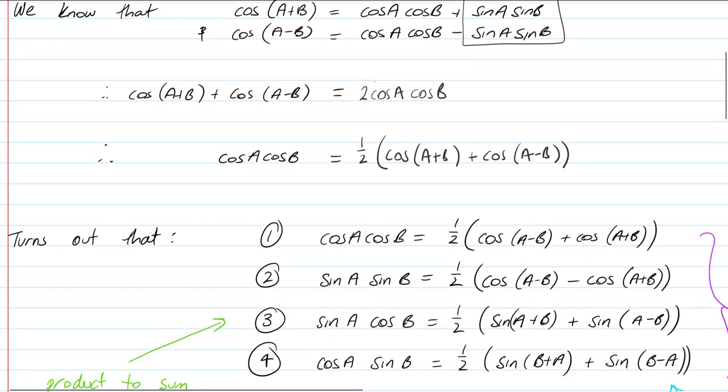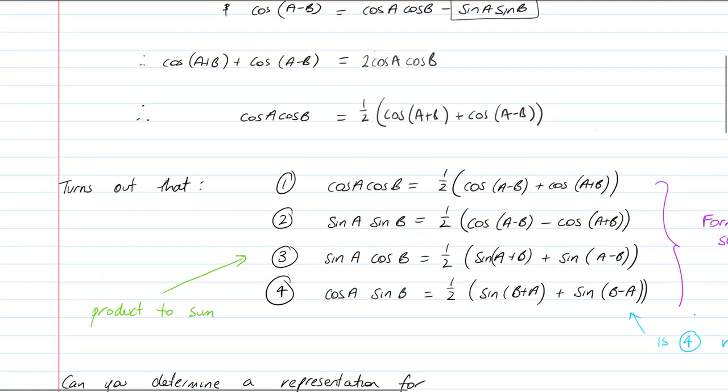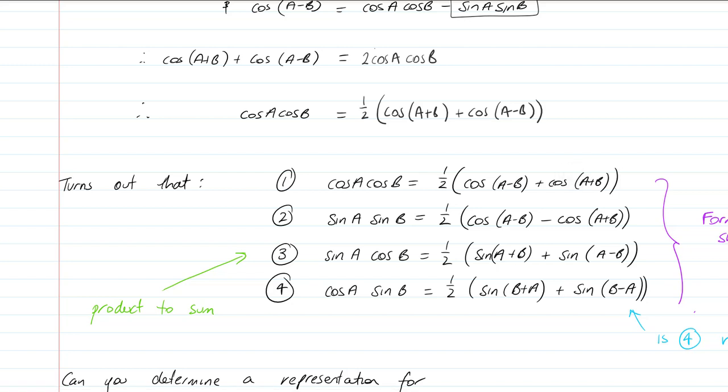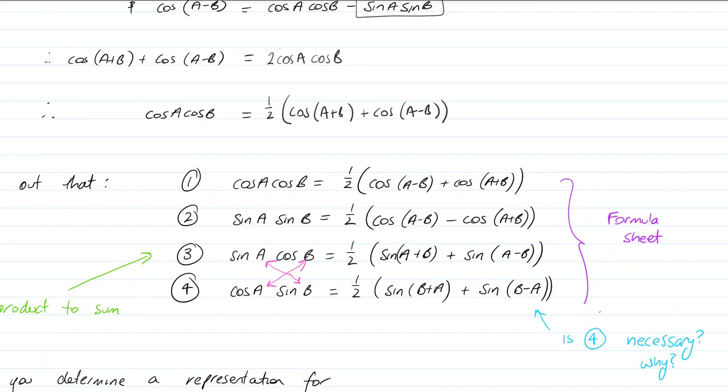Now it turns out that sin A sin B can be written as a half of cos A minus B minus cos A plus B. And sin A cos B can be written as, and cos A sin B can be written as. Interestingly here, if we do a little swap of the A and B, well, 3 and 4 are kind of the same in a lot of ways, and you should see that come out in their formula as well. So 4 isn't really necessary.